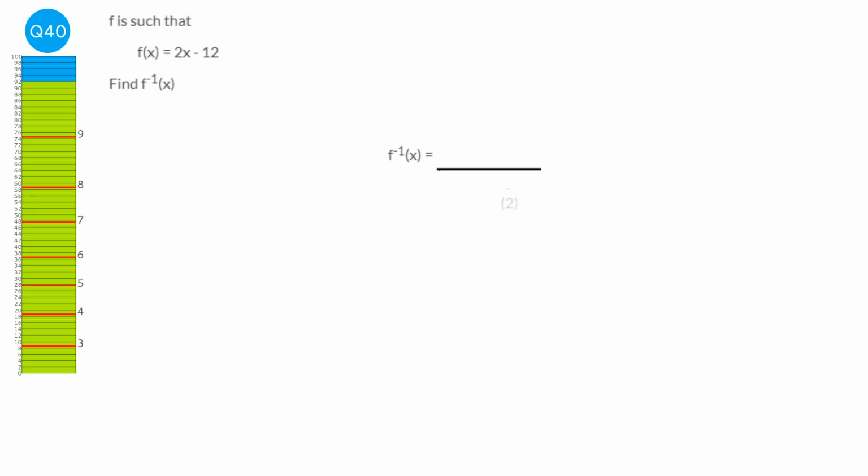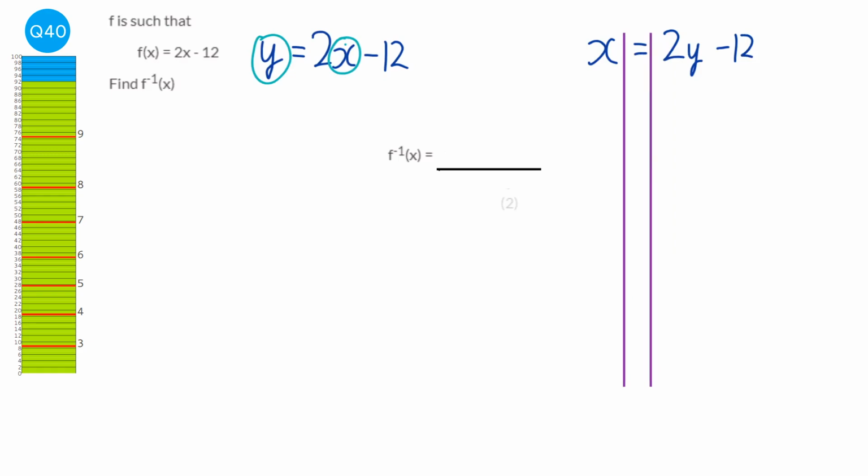To be able to find the inverse function of f of x, which is what this minus 1 here means, we're going to start off by just replacing the f of x with a y. And to find the inverse, all we do is swap over the x and the y. I'm going to do it on the right hand side, so we've got a bit of space. So x equals 2y minus 12.